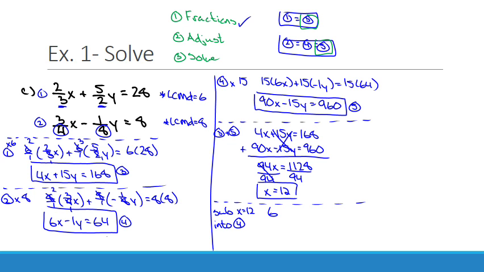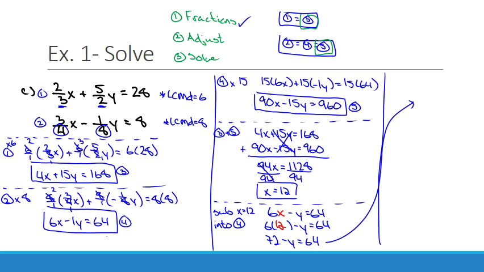Okay, so 6x minus y equals 64. So it's going to be 6 times whatever the x value is, and the x value is 12. So 60 and 12 make 72 minus y equals 64.